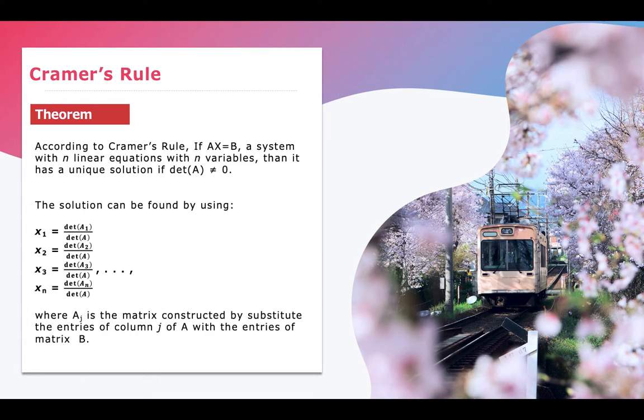According to Cramer's rule, if Ax equals b, a system with n linear equations with n variables, then it has a unique solution if the determinant of A is not equal to 0. The solution can then be found by using the comparison between the determinant of Aj with the determinant of A, where Aj is the matrix constructed by substituting the entries of column j of A with the entries of matrix B.